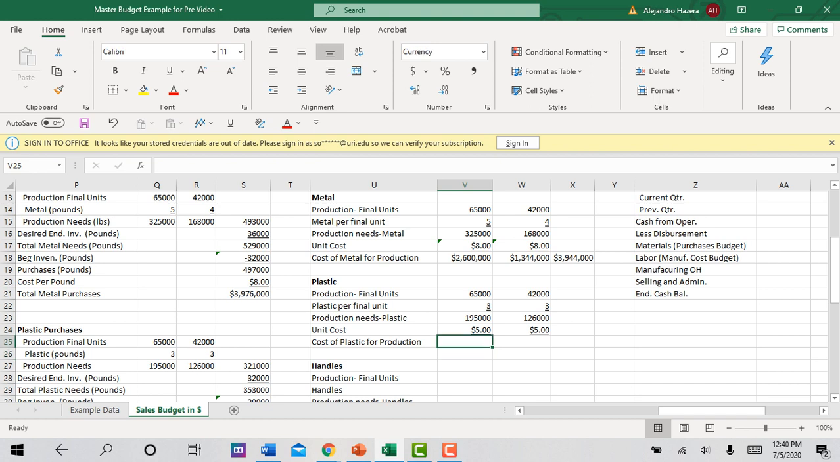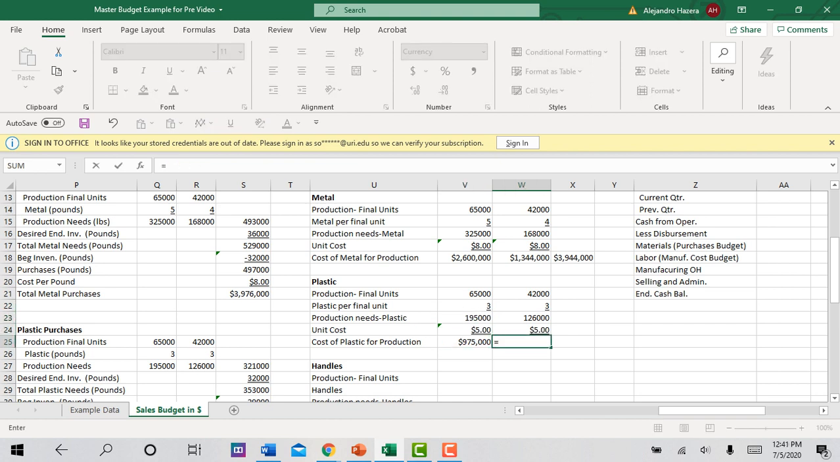Okay, so if we're going to need 195,000 pounds of plastic total that are going to go on the assembly line, each one costs $5. So we're going to pay $975,000 for plastic that goes onto the assembly line. That's our manufacturing cost.